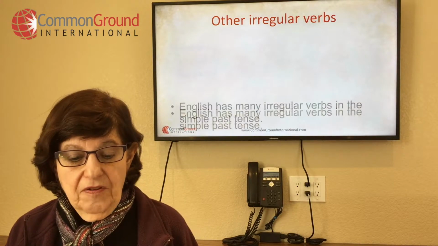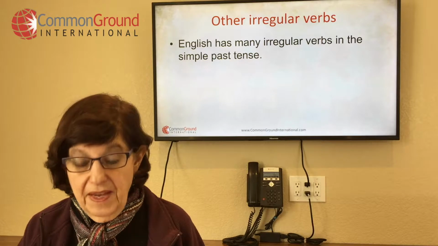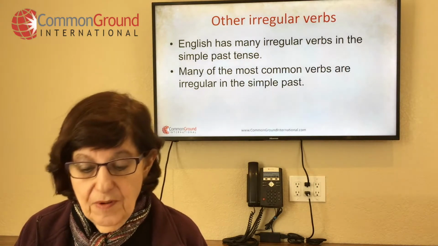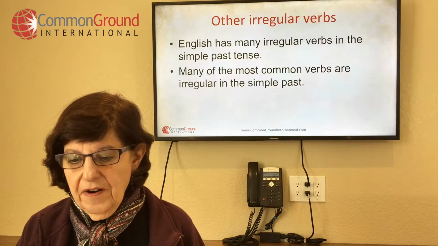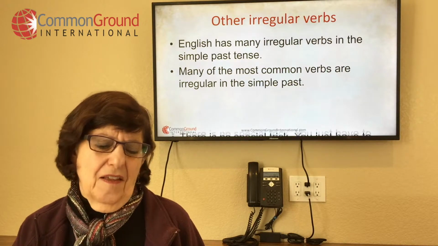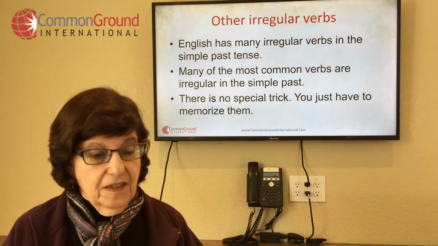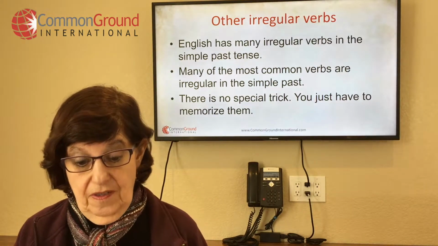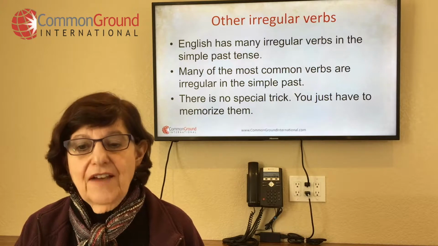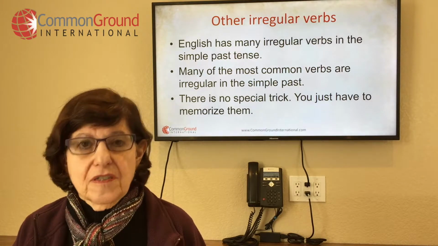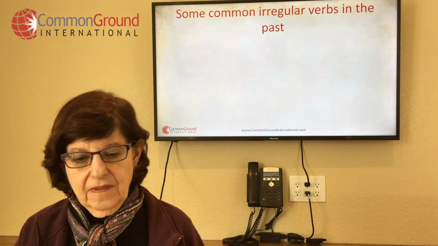Okay, so be is the hardest one, or the most irregular one. Let's look at other irregular verbs. English has many irregular verbs in the past tense. Many of the most common verbs are irregular in the past tense. And the bad news, there is no special trick. I wish I could give you a rule or a trick to know them. You just have to memorize them. As you get to know English better, they will just come automatically.